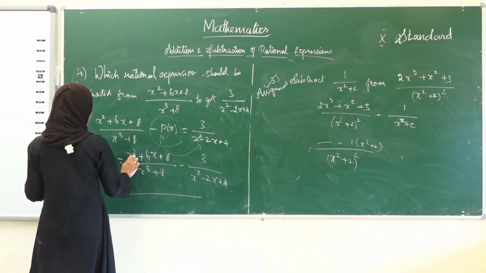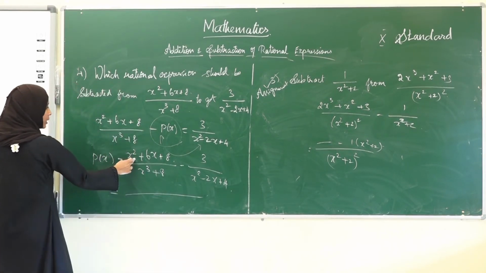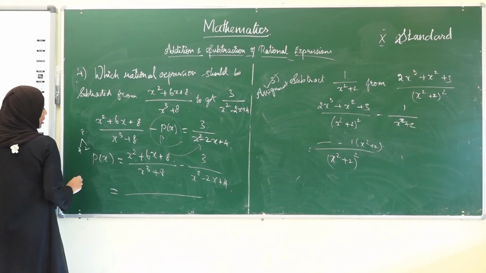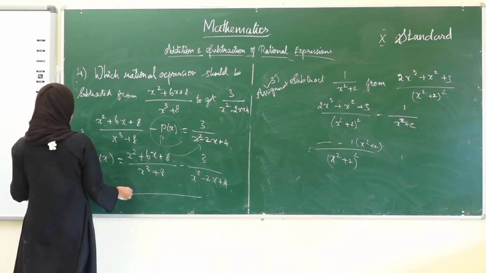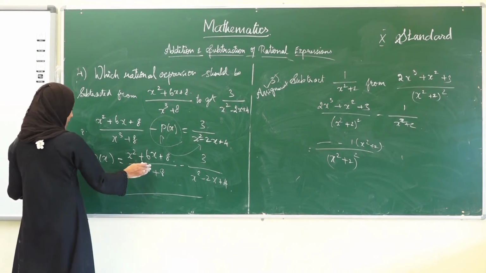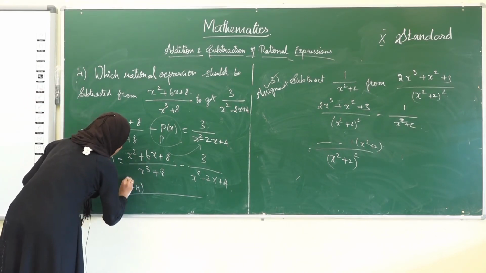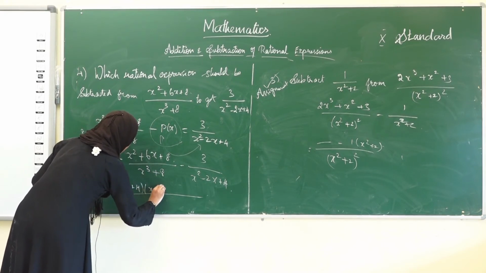Before taking the LCM, let us factorize this x square plus 6x plus 8. 4 into 2, 4 twos are 8, 4 plus 2, we have to get plus 6. Therefore, this can be factorized as x plus 4 into x plus 2.